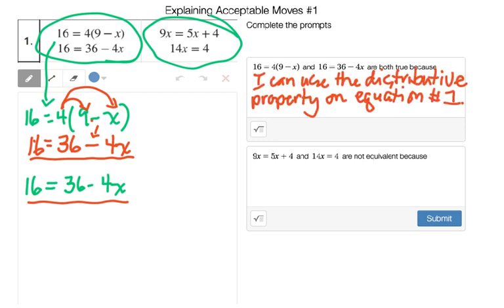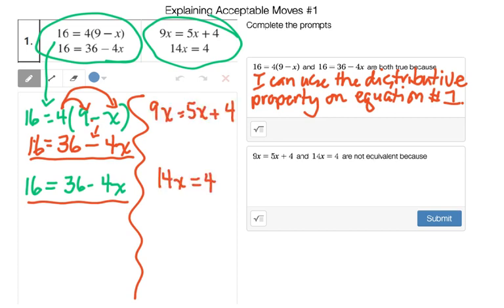So you could see what I did was I typed or wrote into the box, I can use the distributive property on equation number 1. I just left it like that because I ran out of space and I don't want to take up too much time. So now we're looking at the second set of equations. I'm going to draw a squiggly line and try to figure out what they did because we are being told they are not equivalent. So I'm going to write both equations down with a little bit of space. One of the things we want to remember is we can do legal moves. We always have to look for balance.